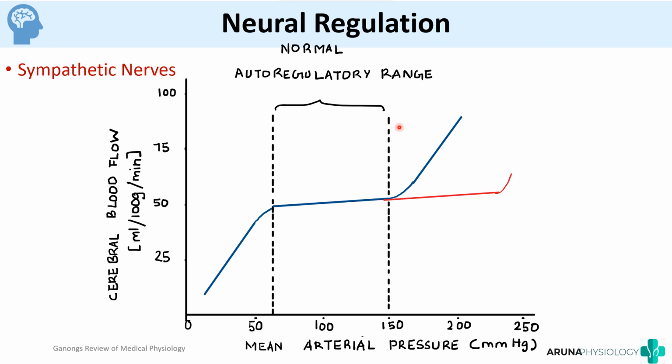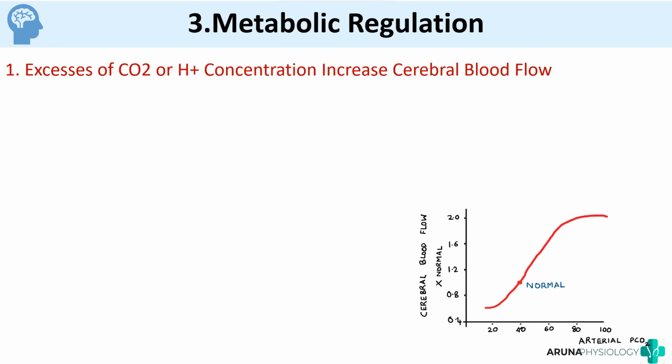So whenever there's an increase in strenuous activity, there will be sympathetic nerve stimulation which will constrict the large and the intermediate arteries so that the blood flow is maintained at a normal range. Okay, so now we have an important regulation which is called the metabolic regulation. What is meant by metabolic regulation?